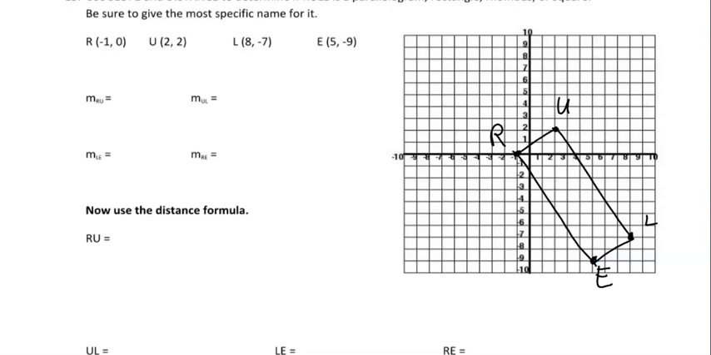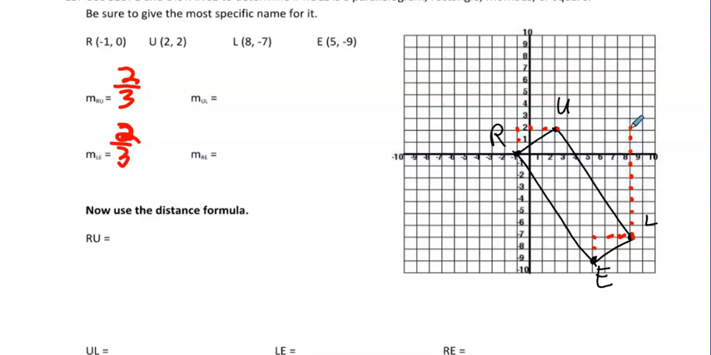So let's count from R to U. Up 2, right 3. So that's 2 over 3. Then let's do E to L. Up 2, right 3. That's also going to be 2/3. And then UL, I'm going to start at L this time just to be kooky. I'm going to go up 9.